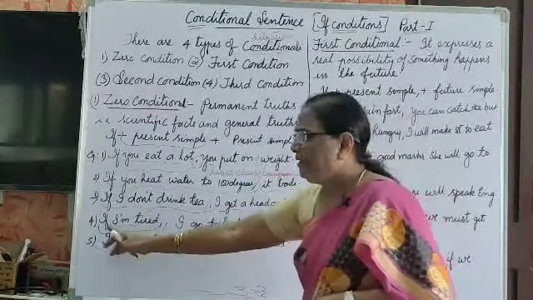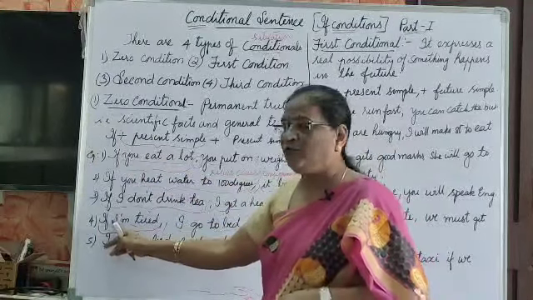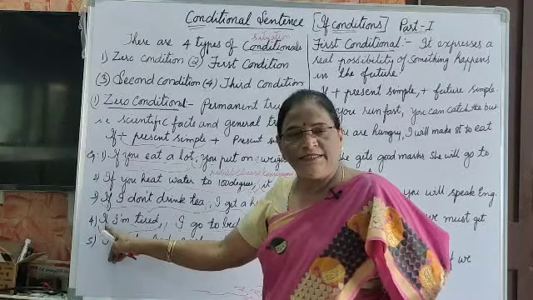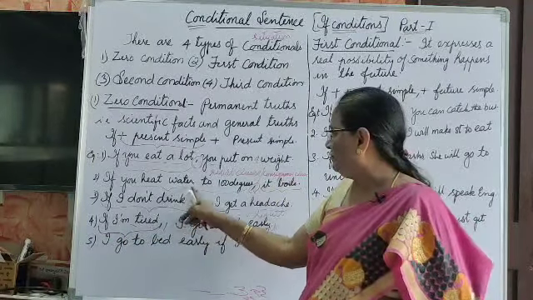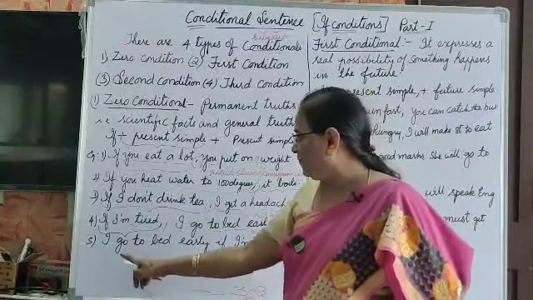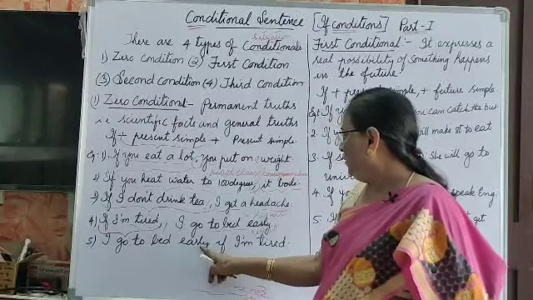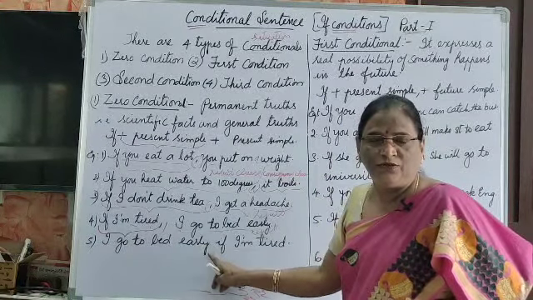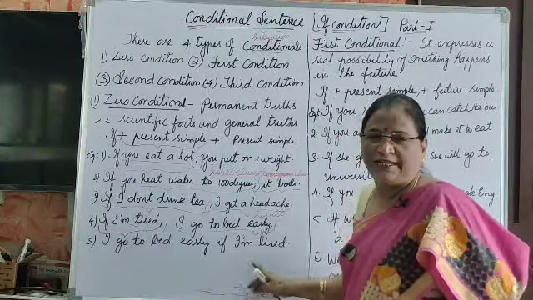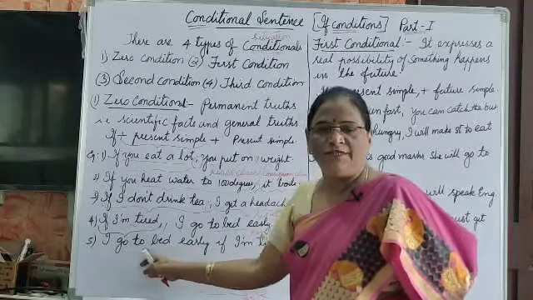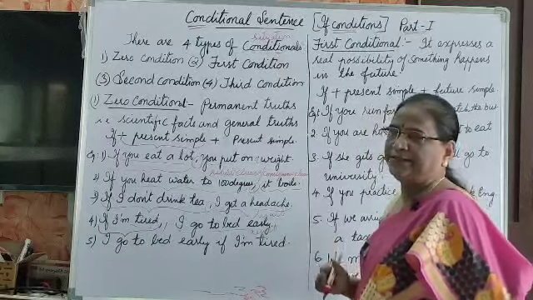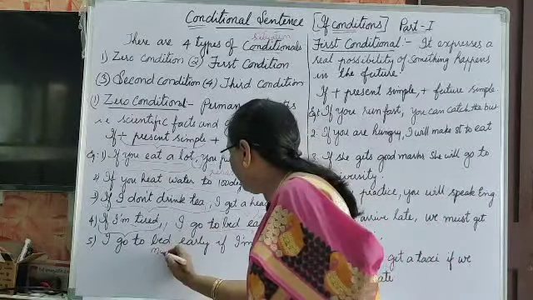And here in these four sentences, we have begun the sentence with if. But you see the next one. If we begin a sentence with if, we have to put a comma after this clause. But you see in the last sentence, I go to bed early. There is no comma because this main clause is in the beginning. The if clause is at the end. So I go to bed early if I am tired. So there is no comma.